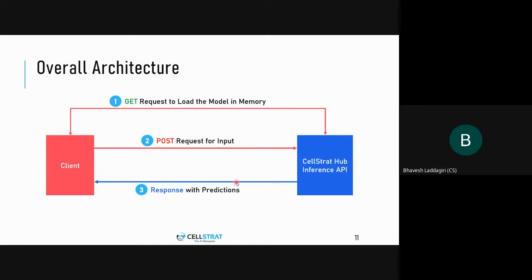So this is a completely synchronous call. Asynchronous is not yet implemented. This is a synchronous call: you send a request, and in the same call, you get a response in real time. So this is how the CellStrat Hub API works, and how you would make calls to it.